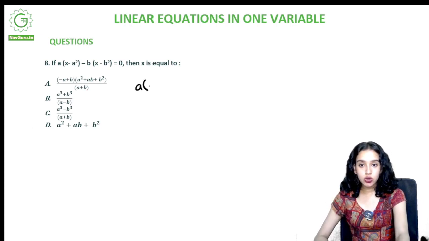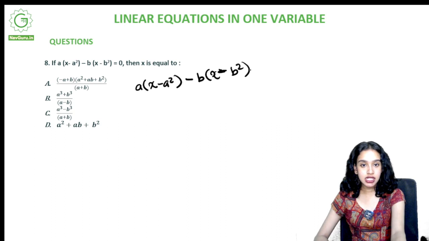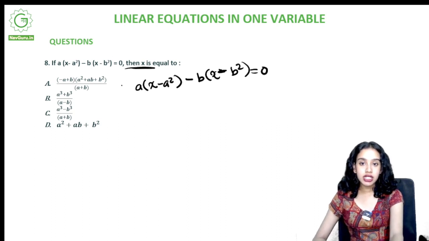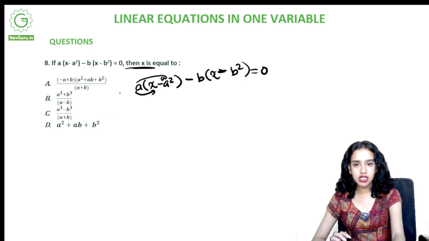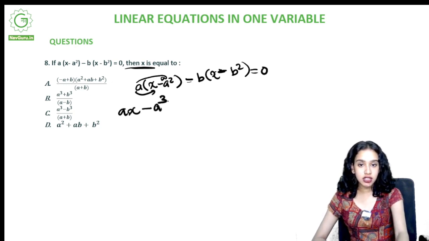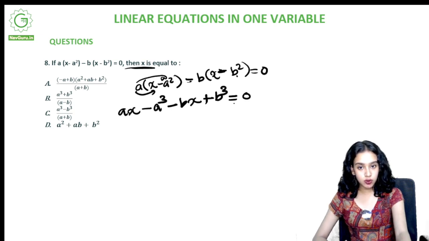If a into x minus a square minus b into x minus b square is equal to 0, we need to find what x is. So first of all, let's multiply this a inside these brackets. So a into x is ax, minus a into a square is a cube. We have minus here, so minus b into x is bx. So we have minus b into minus b square, it becomes plus, and b into b square is b cube. This is equal to 0.